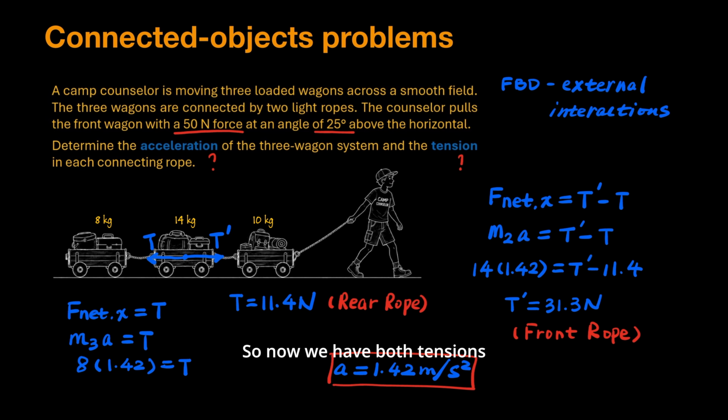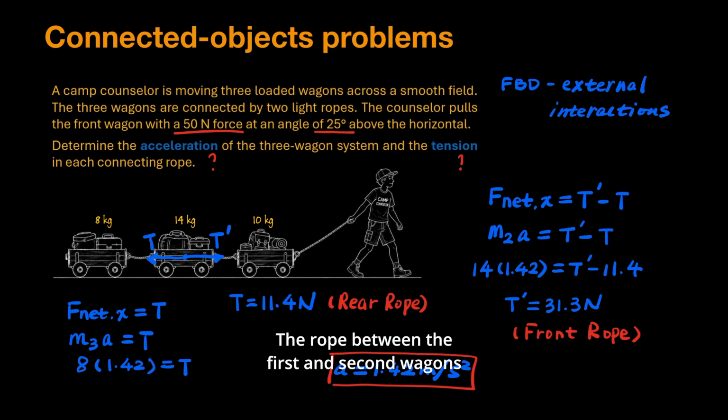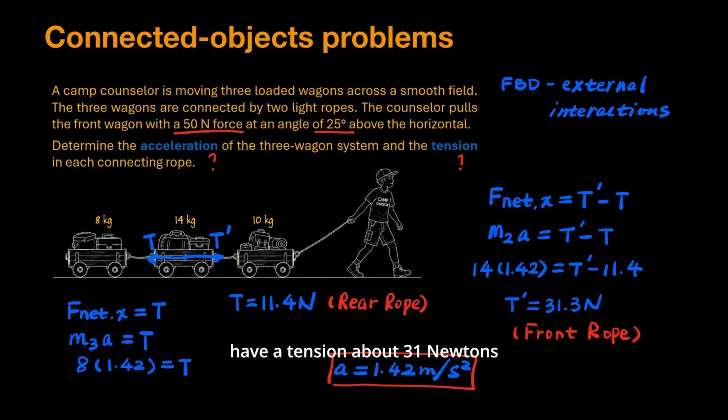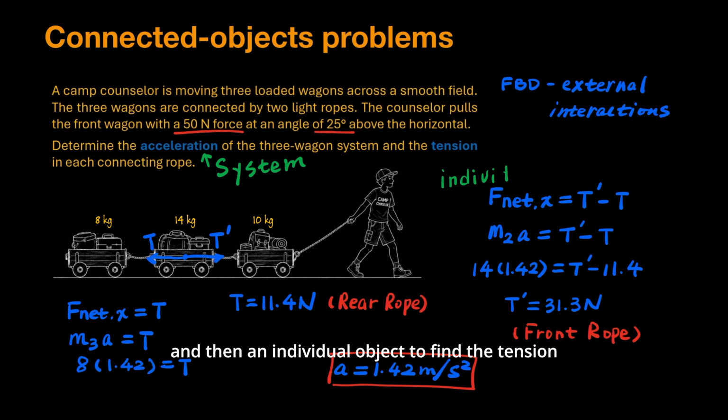So now we have both tensions. The rope between the first and second wagons has a tension of about 31 newtons. And the rope between the second and third wagons has a tension of about 11 newtons. Notice the strategy we used. First, we treated all 3 wagons as one system to find acceleration. Then once we knew the acceleration, we zoomed in on individual wagons to find the internal forces. That's often the easiest way to solve connected objects problems. We use a system to find the acceleration, and then an individual object to find the tension.